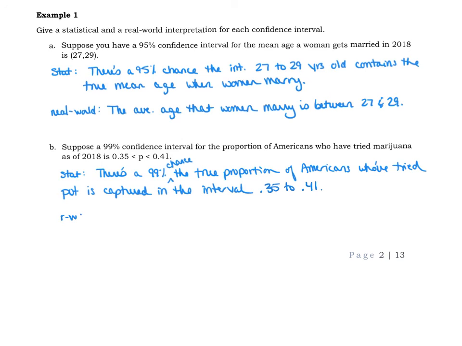All right, our real world application would be something along this line. 35% to 41% of Americans have tried marijuana. So again, it's a little easier to do the real world interpretation, and that's fine. But again, in academic research, that statistical interpretation will become important. All right, in the upcoming pages, we're going to talk about that 95%, 99% and what that means, and what those differences do to our intervals.